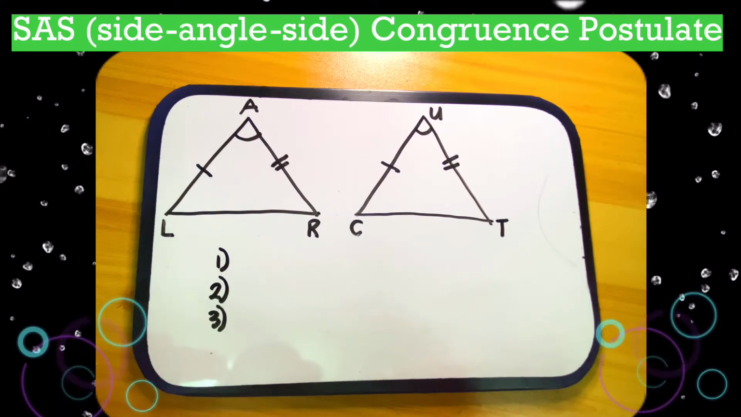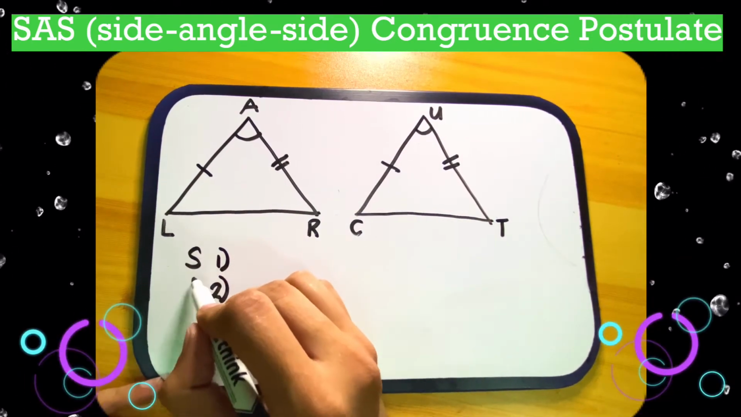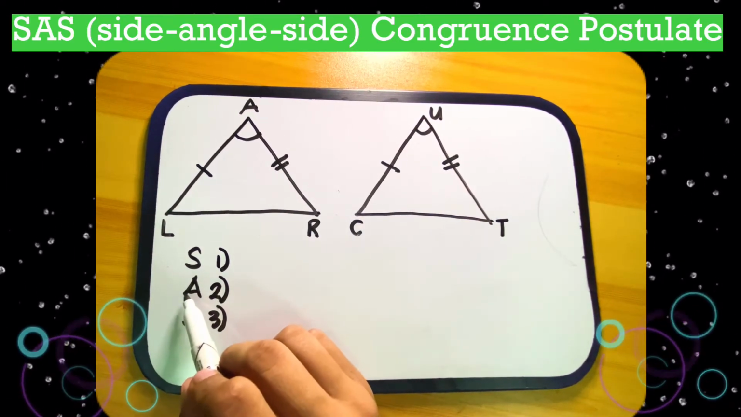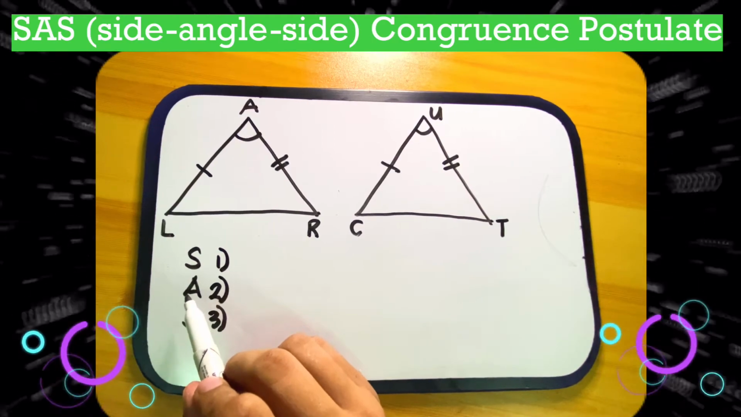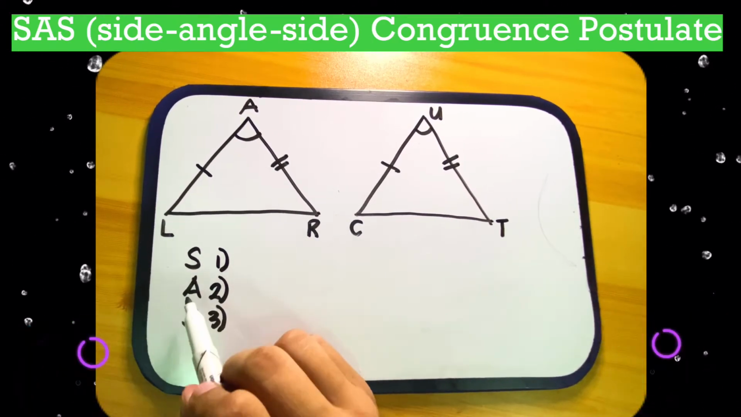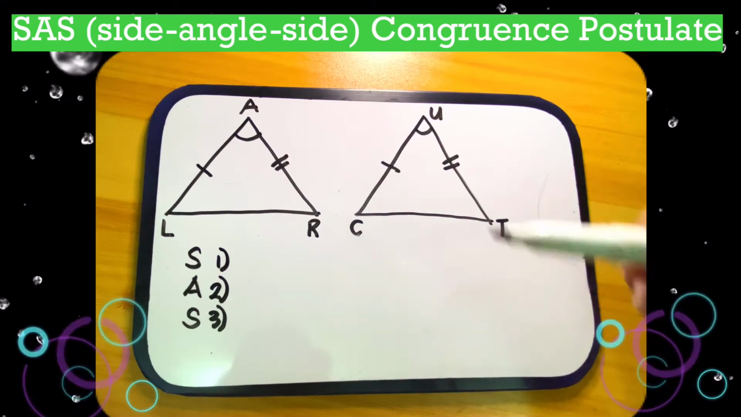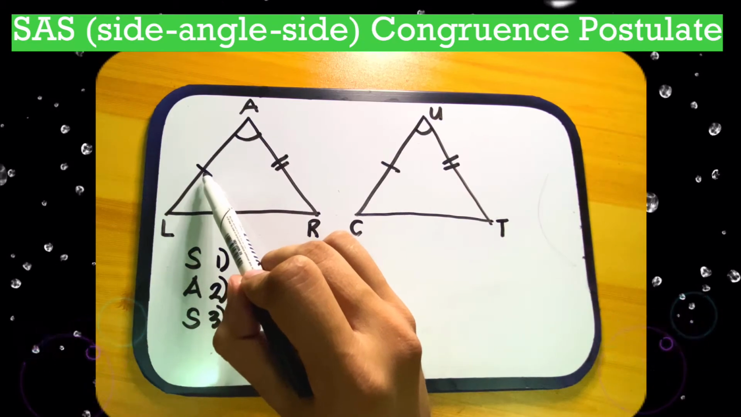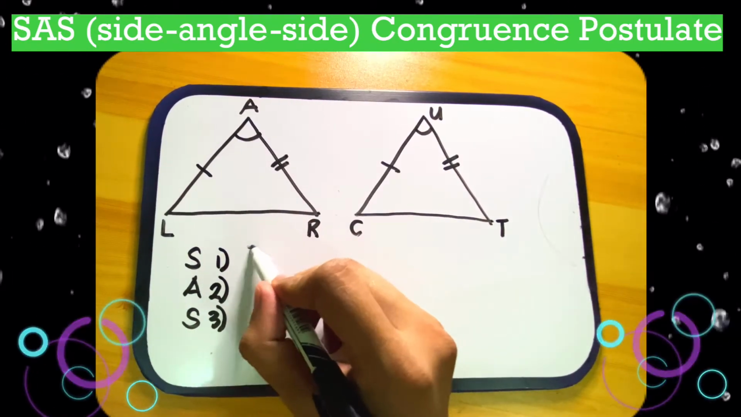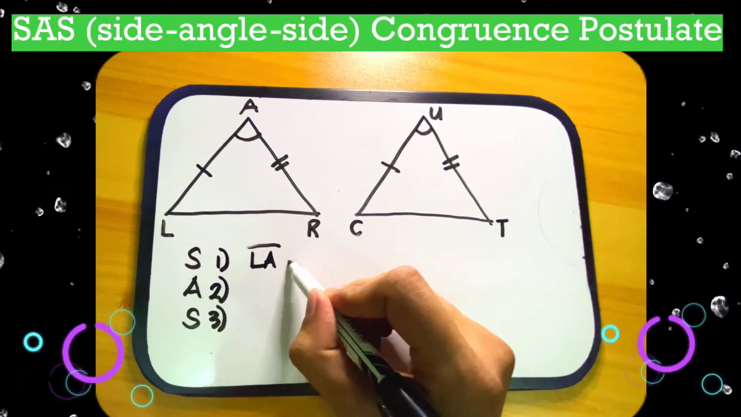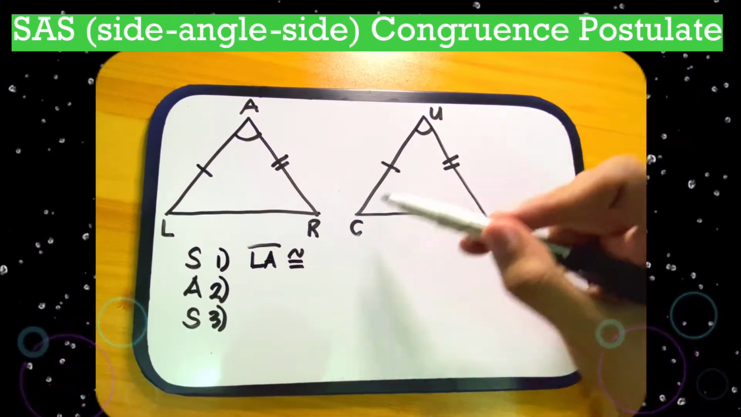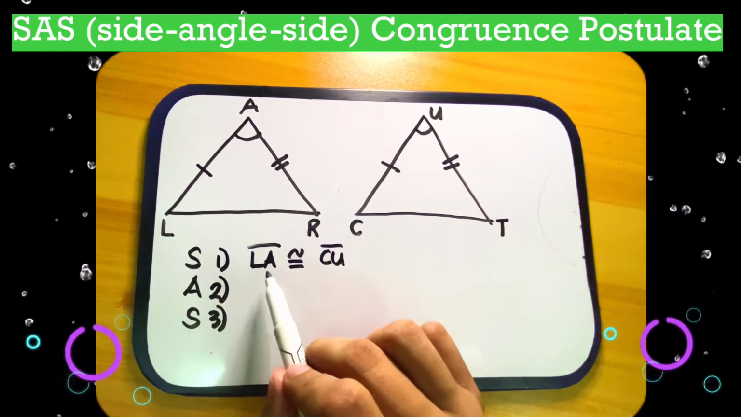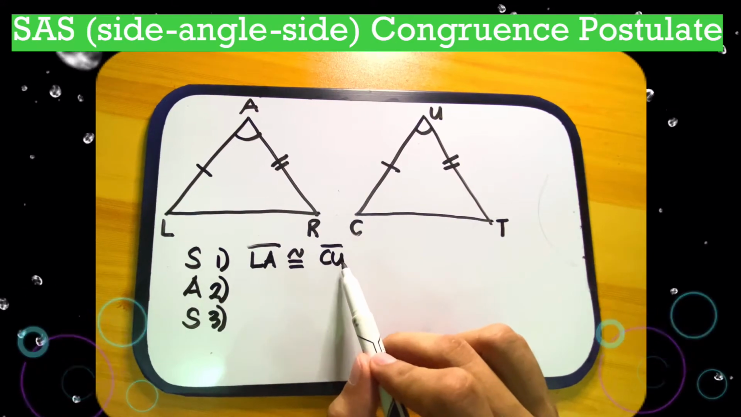So it is SAS. We will follow the pattern side, angle, side. The angle here means the included angle between the two sides. First, we go to the figure. Here, I draw one line on side LA. That is our first side, congruent to side CU. So again, you can write AL, then UC.